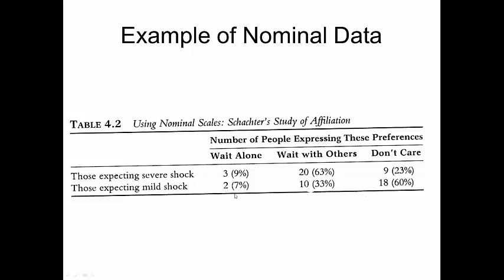So the reason I'm going through this is here are the raw numbers of people in each condition. Those choosing to wait alone, expecting a severe shock, waiting with others, expecting a severe shock, don't care, expecting a severe shock, versus wait alone, mild shock, wait with others, mild shock, don't care, mild shock. The numbers are fine, but when you look at the percentages, that really tells you what's going on. When expecting a mild shock, they didn't really care who they waited with. When they were expecting a severe shock, it did matter to them.